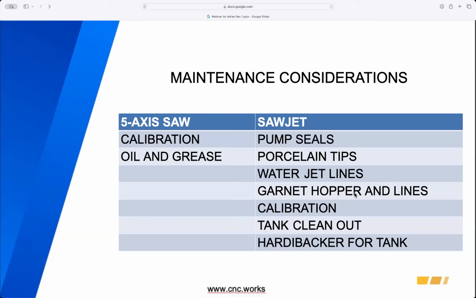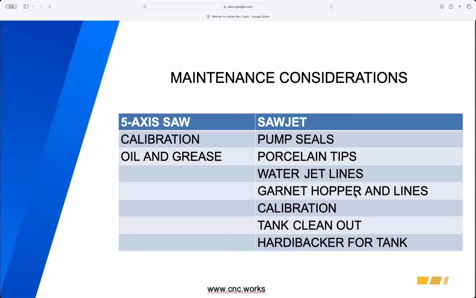Another thing you have to do on the 5-axis saw is make sure those tables stay correct. But when you get into the Sawjets, you're talking about the seals and the pump, the tips. If you don't change the tips, they fan out, and it's not a nice, clean, sharp tip. And your water jet lines are going to go out. It's a lot of pressure running through those lines. So you have to keep this stuff in stock, because if you go down, you're down. If the jet goes down, the saw's down as well.